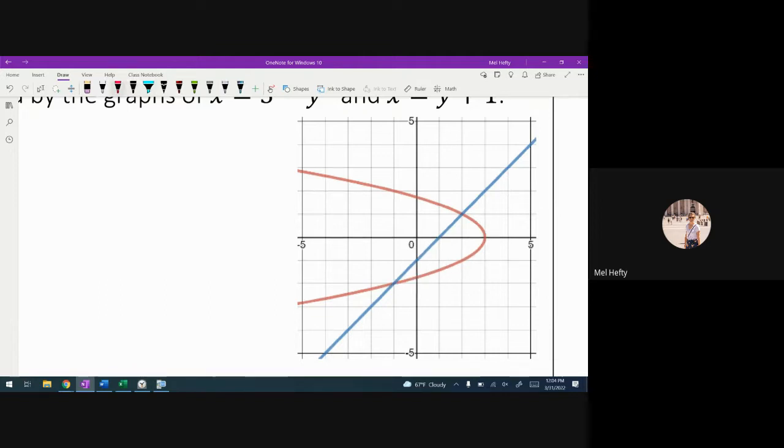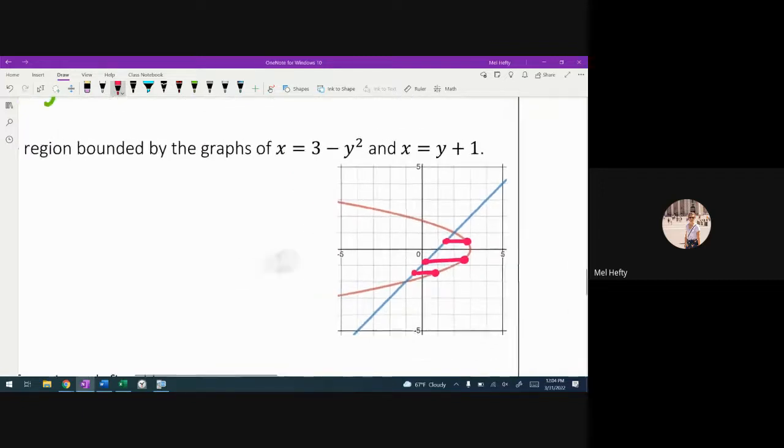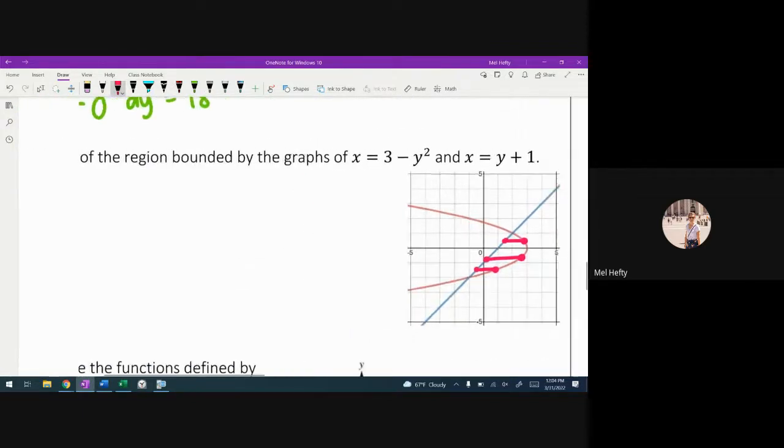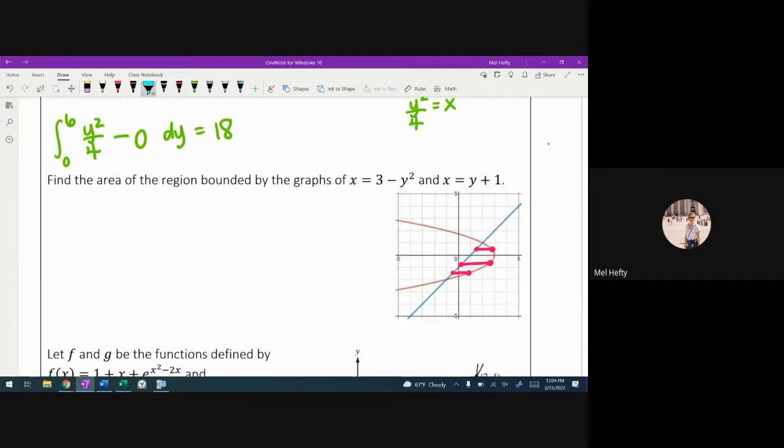But if I think horizontally, no matter where I put this pink line within this region, there is a consistent function to the right and a consistent function to the left. Can anyone else see something about the question that might make me want to work in terms of y? Look at these functions. They're saying, hey, you know what might be a good idea? They're trying to help you out with that.